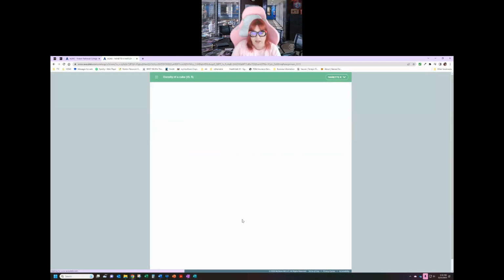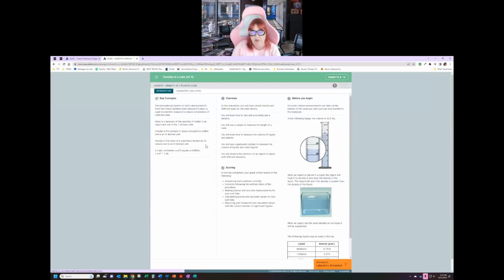And we can start this. As you go through this, there are some key concepts that will tell you what you should be looking at and some things that you may need to know. So 1 cubic centimeter is 1 milliliter. There's some overview of what you're going to be doing in the lab. They'll talk to you about the scoring for that particular lab. And then there's some stuff about before you begin.